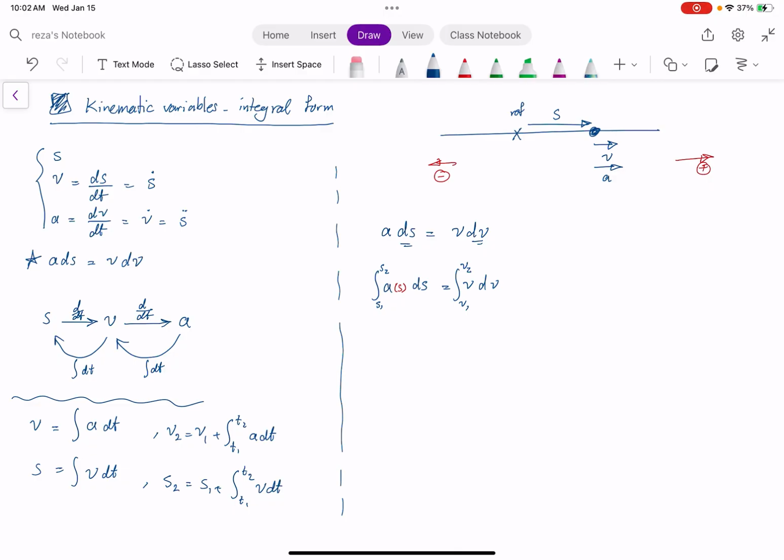So, okay, I think that is all I have. We can take a look at a bunch of examples of these in class, how we can use these to find variables, positions or velocities if you know accelerations, or vice versa.